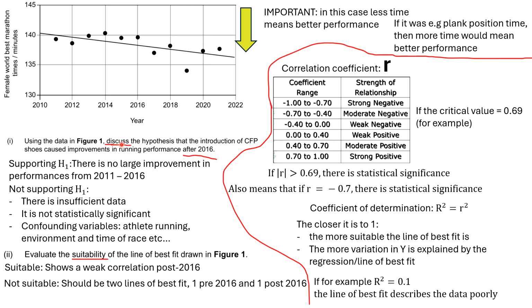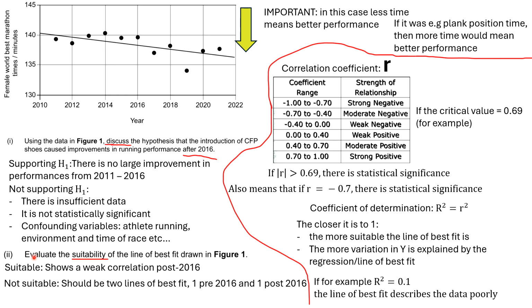So discuss, so arguments for and against, the hypotheses that the introduction of the CFP caused improvements in running performance post 2016. So supporting the hypothesis, there is no large improvement in performances from 2011 to 2016 here. It just fluctuates. Not supporting the hypothesis, there is insufficient data. There's only one athlete per year. It may not be statistically significant, and there's confounding variables such as the athlete running that day, the environment, the time of the race.